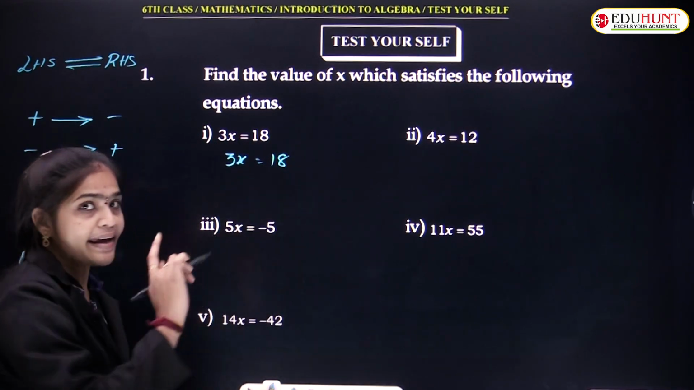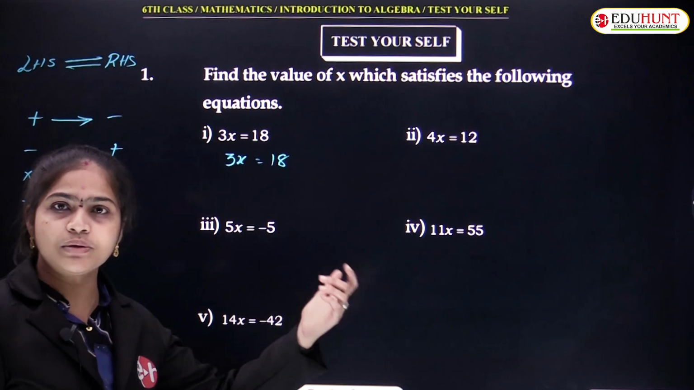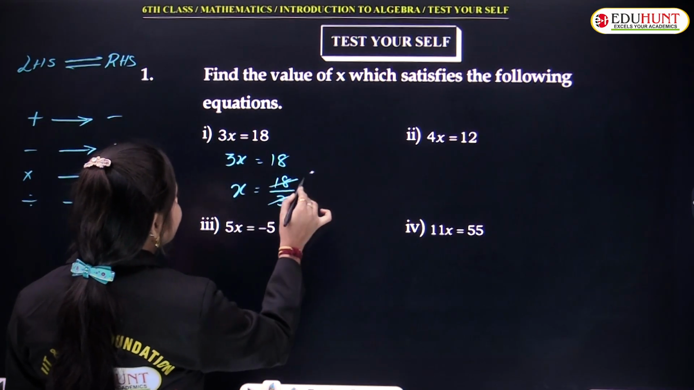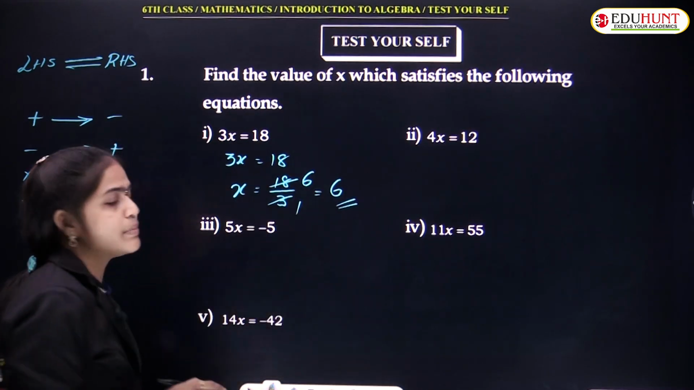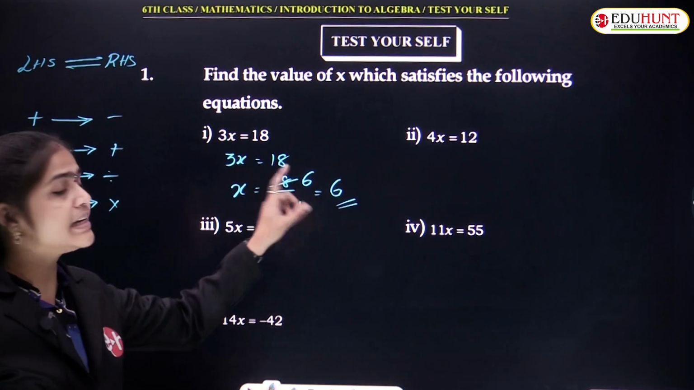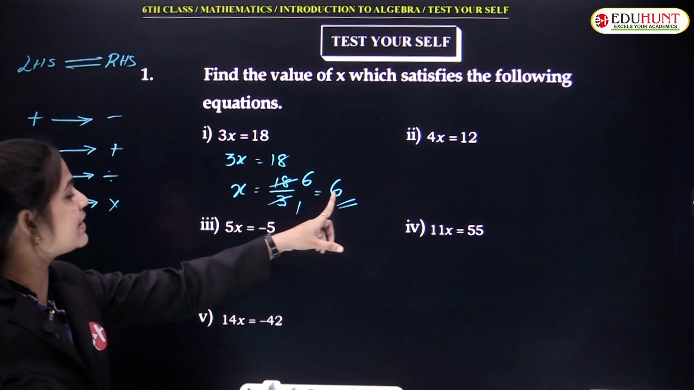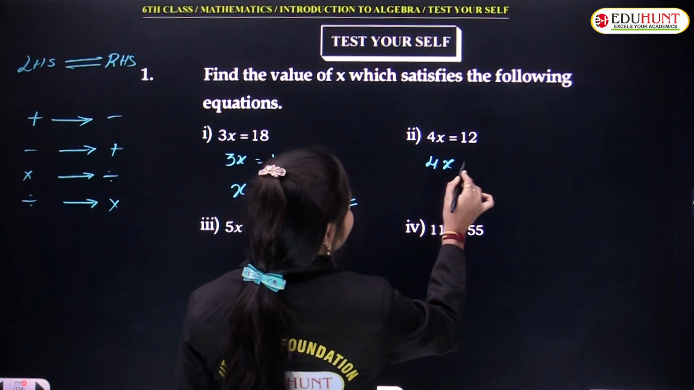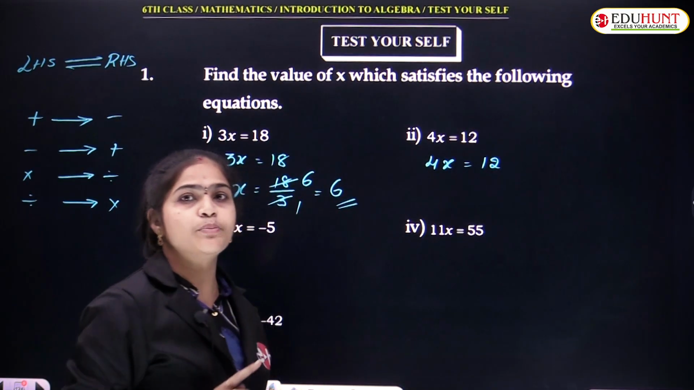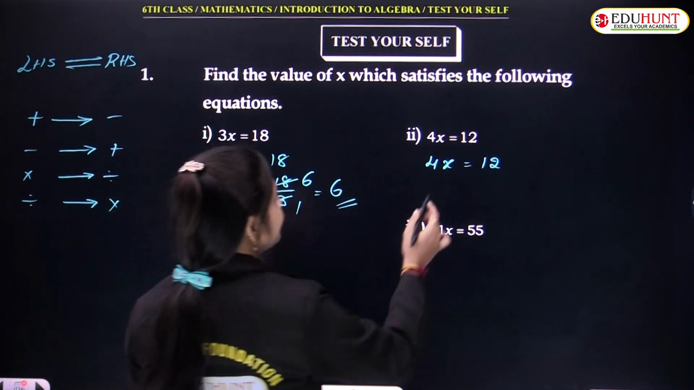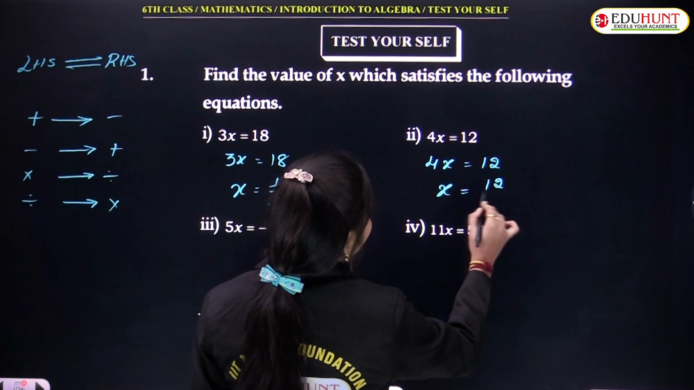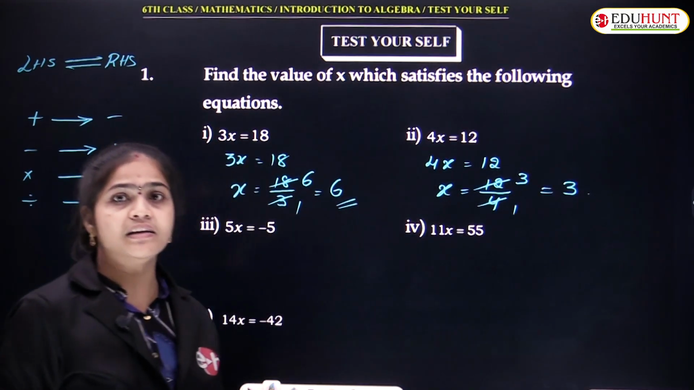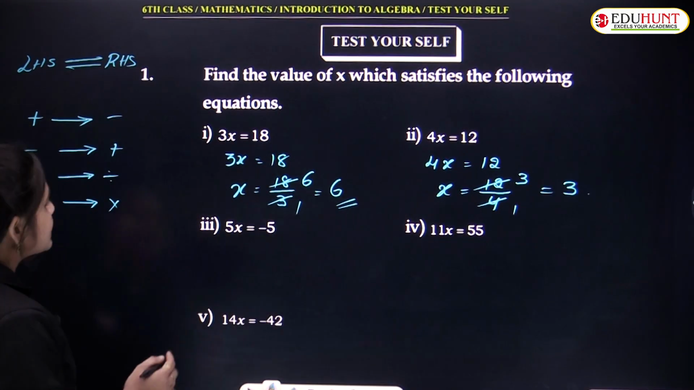See here, 3 and x means 3 into x, which is 3x. So x is equal to 18 by 3. 3 ones are 3, 3 sixes are 18, so the answer is 6. Options are not given, so directly write the answer as 6. Second one, 4x is equal to 12. Here also 4 and x are in multiplication, so multiplication becomes division. x is equal to 12 by 4. 4 ones are 4, 4 threes are 12. Finally, the answer of x is 3.